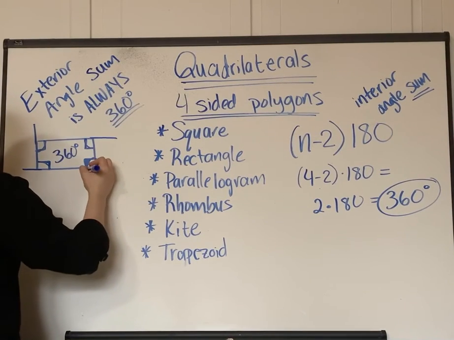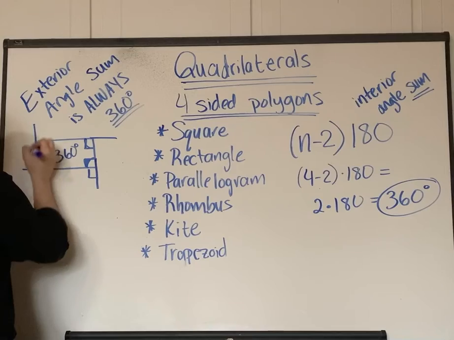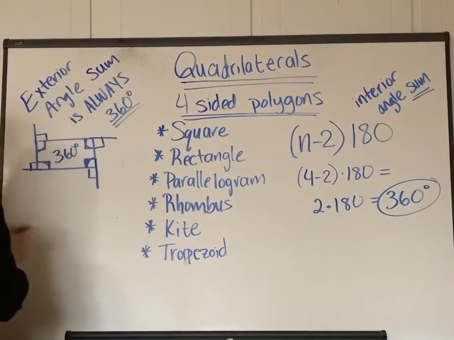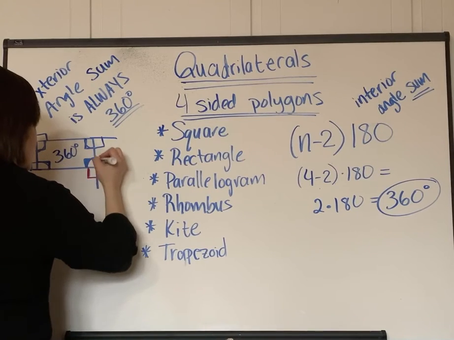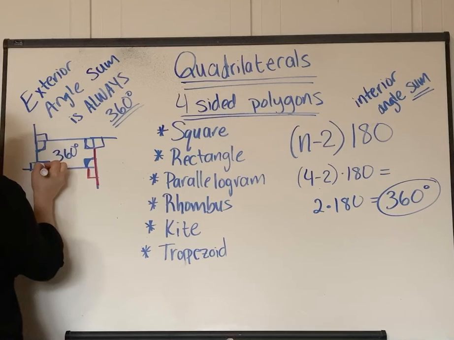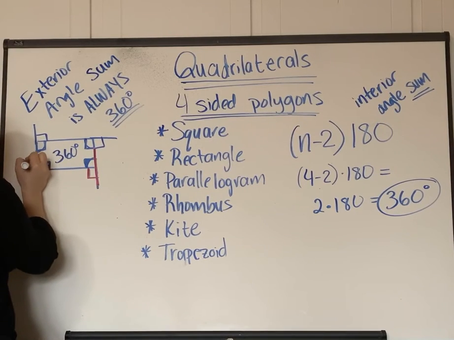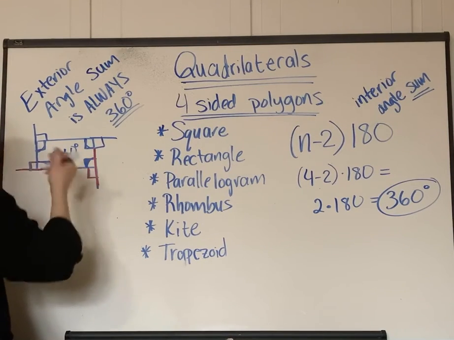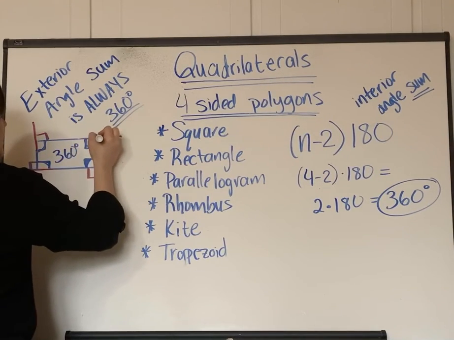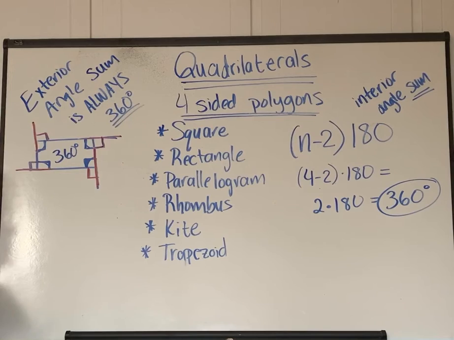If I extend all of those sides, you can see how you get another 90 here, because this is a linear pair. Those two add up to 180. And then you extend over here, you get another, because of another supplementary, another linear pair. There it is. So also, exterior angle sum is 360.